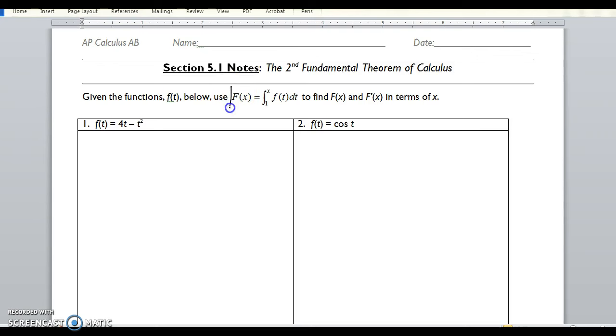We have this function that's defined here. Big F of x is the integral from 1 to x of f of t dt. And so we've been asked to find F of x and F prime of x in terms of x. So we'll start there. We're given f of t in this problem, so let's write F of x.